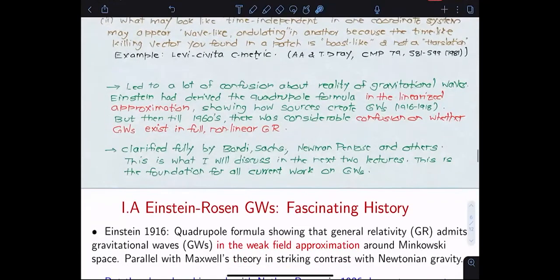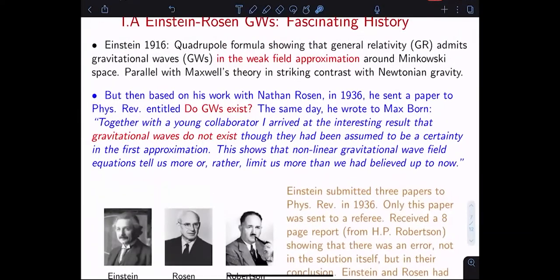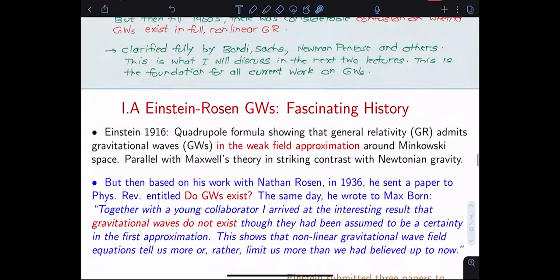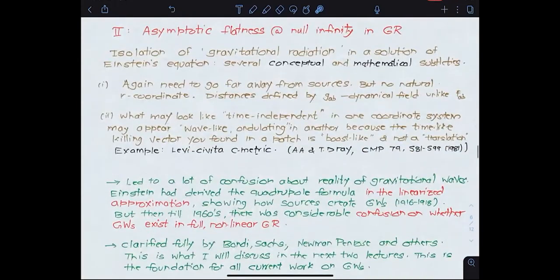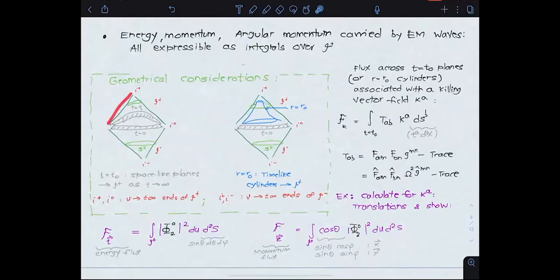So next time, I will tell you a very famous story in which Einstein said that together with a young collaborator, he arrived at an interesting conclusion that gravitational waves do not exist in the full general relativity, though they had been assumed to be a certainty in the linearized approximation. All this goes to show that we have to be very careful with coordinate freedoms in general relativity, and we need coordinate invariant notions of radiation, of energy, angular momentum carried by gravitational waves. And the null infinity, Penrose's construction that I talked about, provides us exactly that.